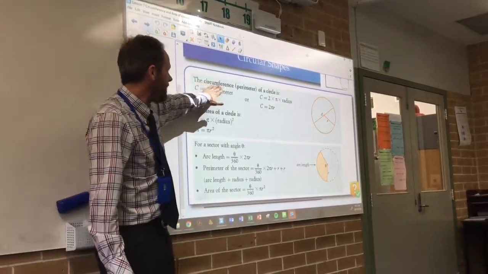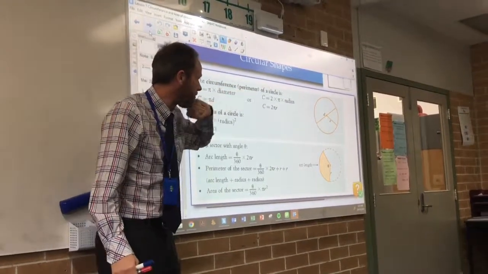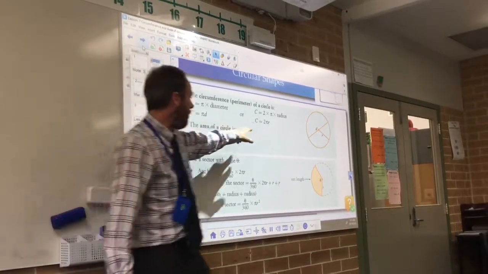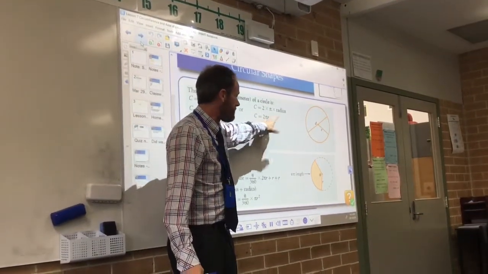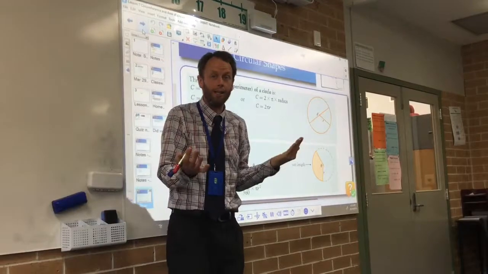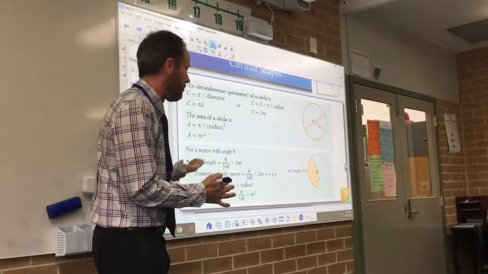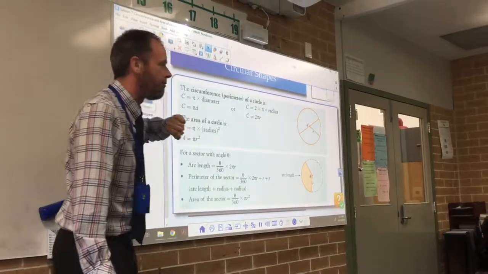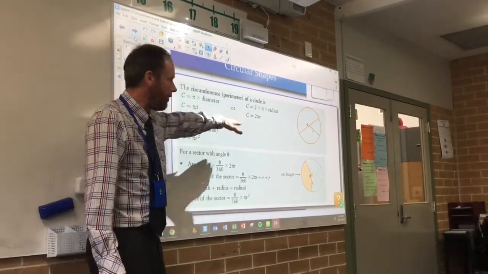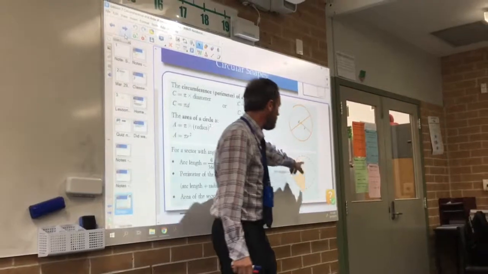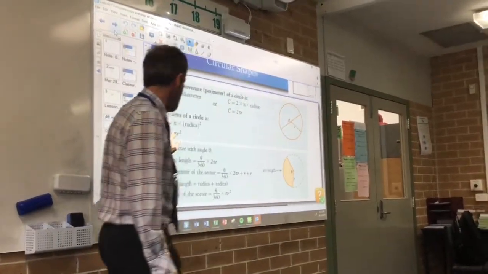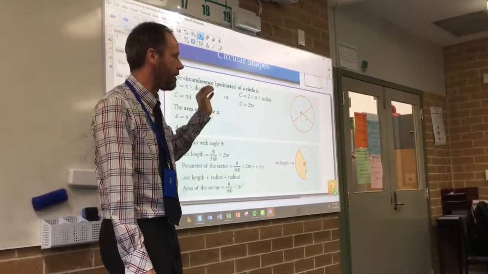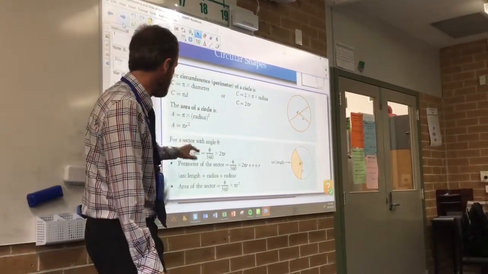So to remind you again, circumference or perimeter of a circle is either pi times diameter or 2 times pi times radius, remembering that radius is half of your diameter, or diameter is twice your radius. So those two are identical formulas. I personally prefer to work with the second one because when I come to find the area, I'm going to be working with the radius.